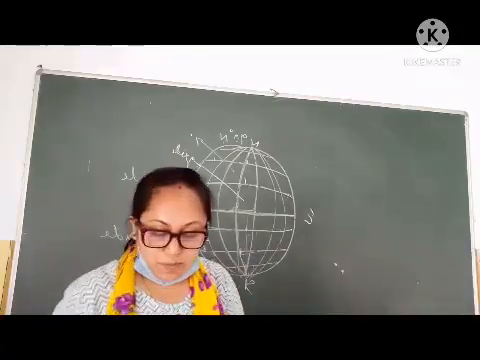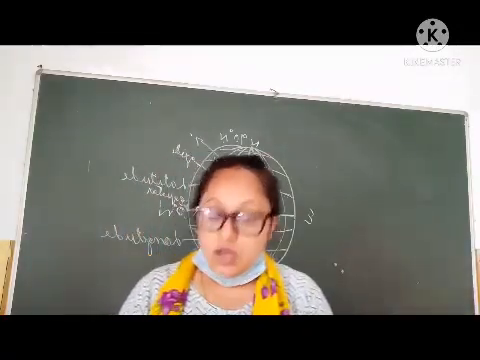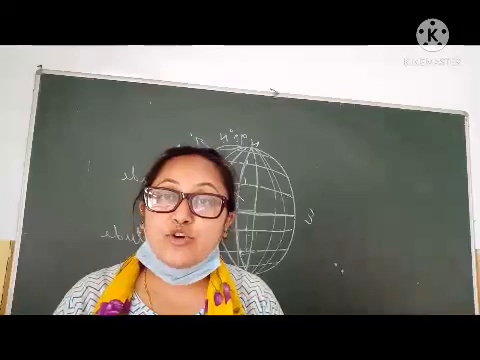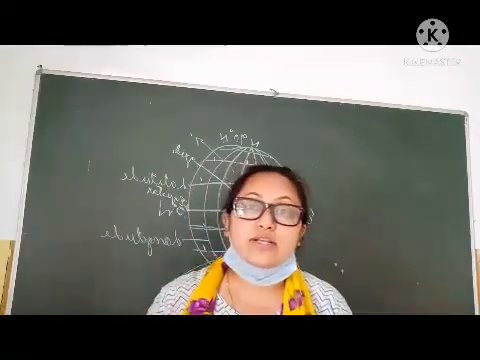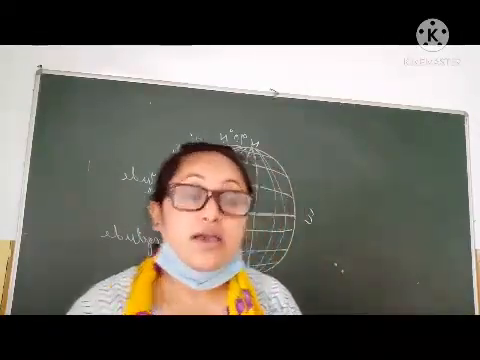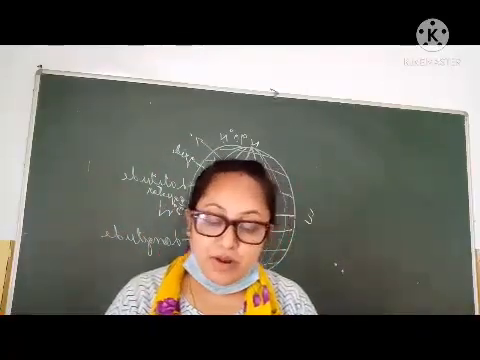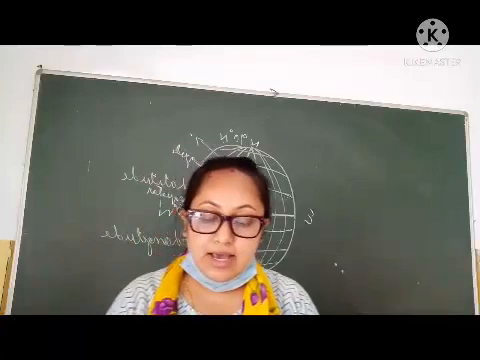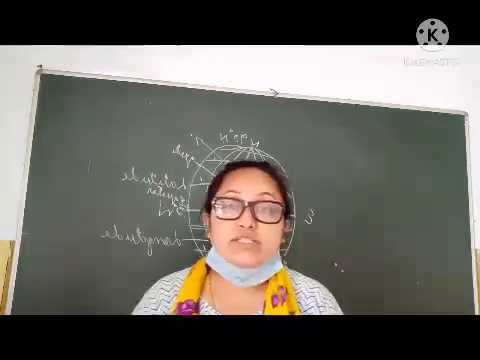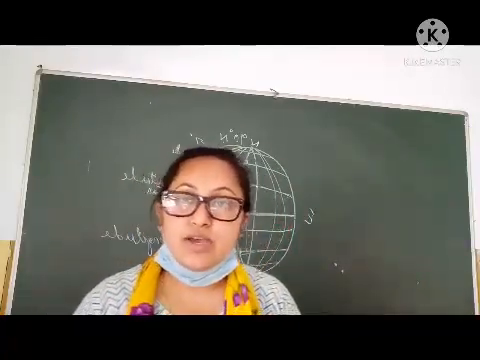Okay. So the important lines of latitude: the equator or the 0 degree latitude, that is called the equator. Second, the Tropic of Cancer, the Tropic of Capricorn, the Arctic Circle and the Antarctic Circle. We'll study about these in the next class. Okay, thank you.